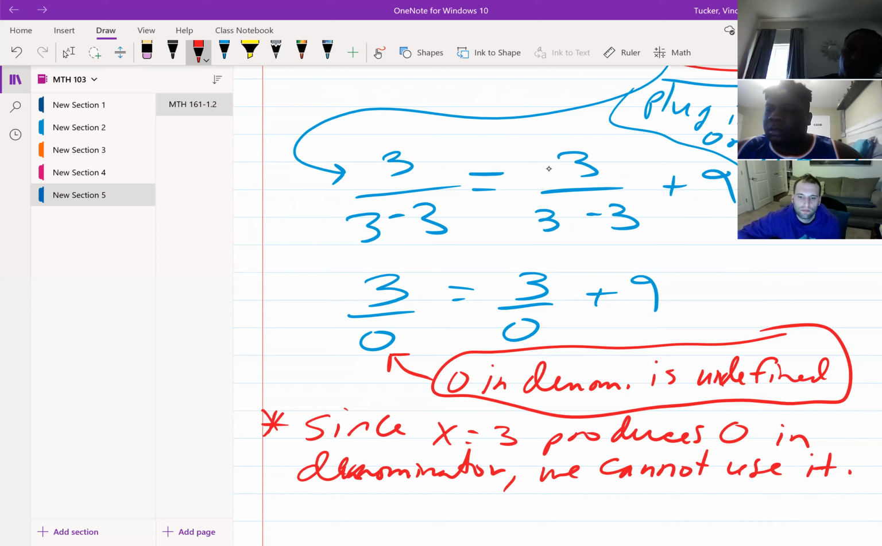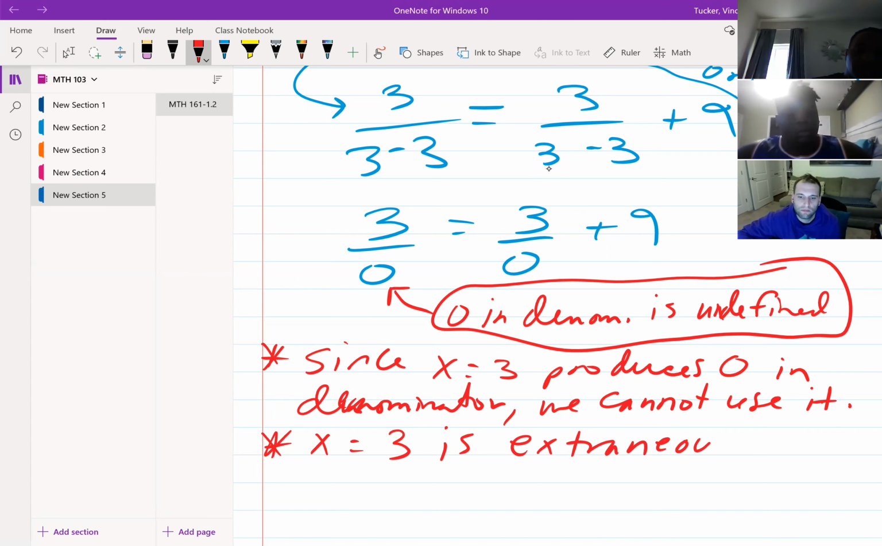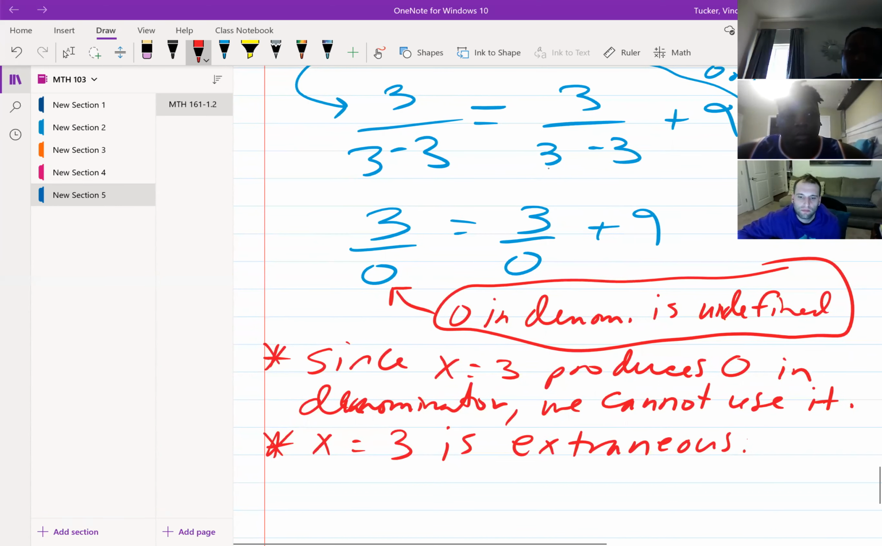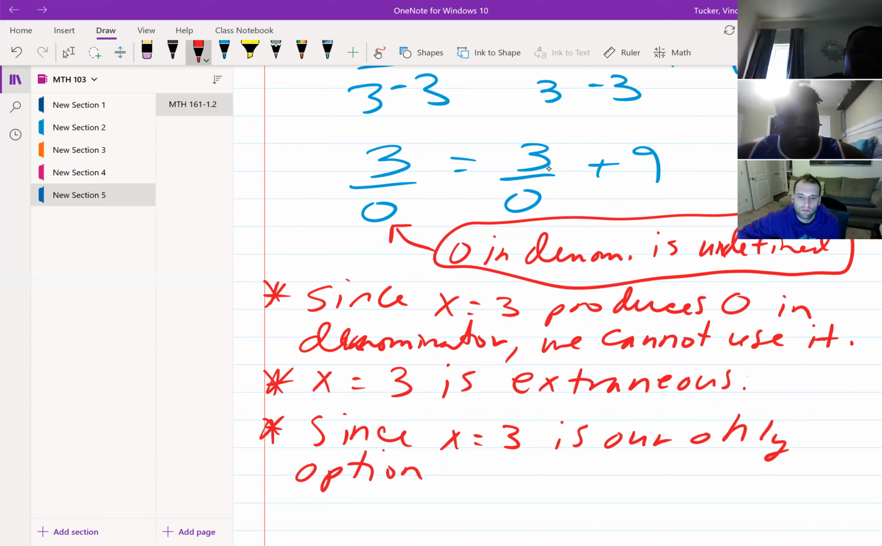So since x equals 3 produces 0 in the denominator, we cannot use it. The term for that is extraneous. So x equals 3 is extraneous. And excuse the handwriting, I'm still getting used to writing on the screen. It already wasn't the best since it is our only option.